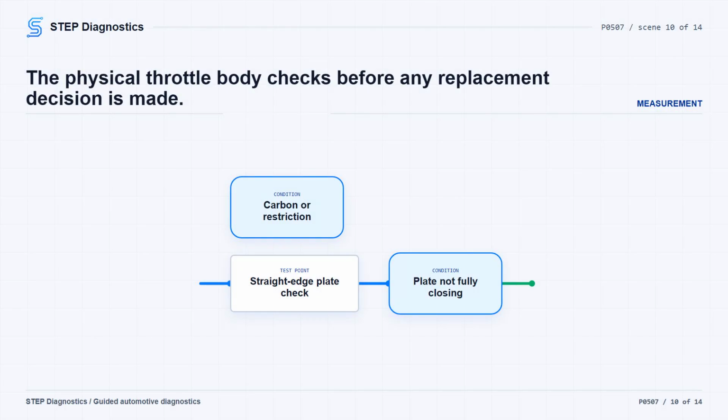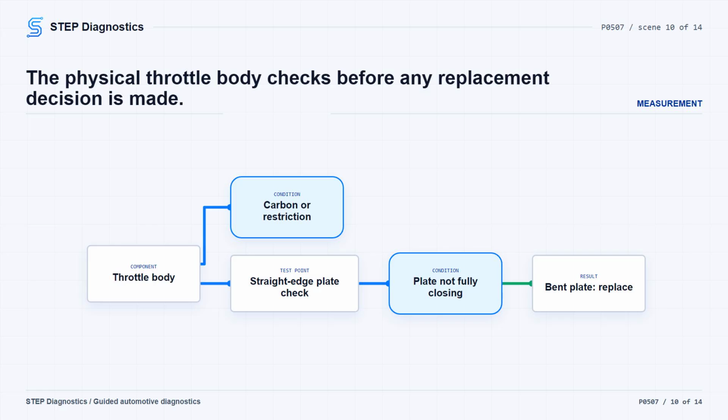Now inspect the throttle body for proper operation. Look for carbon buildup, other restrictions, and a bent throttle plate. Use a straight edge for the throttle plate check. If the throttle plate does not close entirely, it may be bent and needs to be replaced. With the vehicle running, perform a wiggle test on the ETC motor wiring and connections, and listen for the idle to raise or fluctuate.